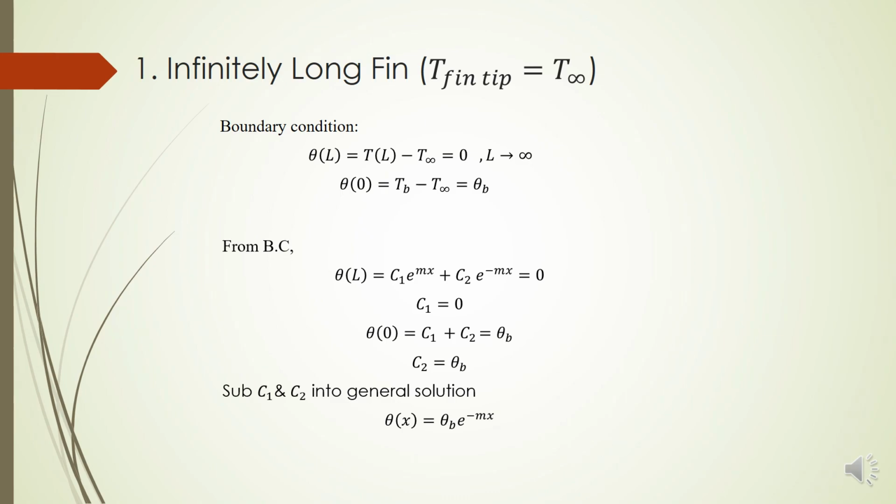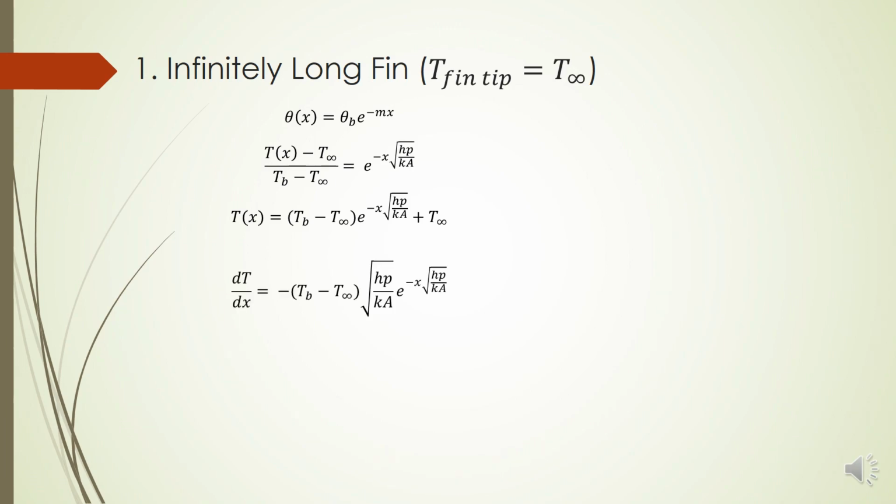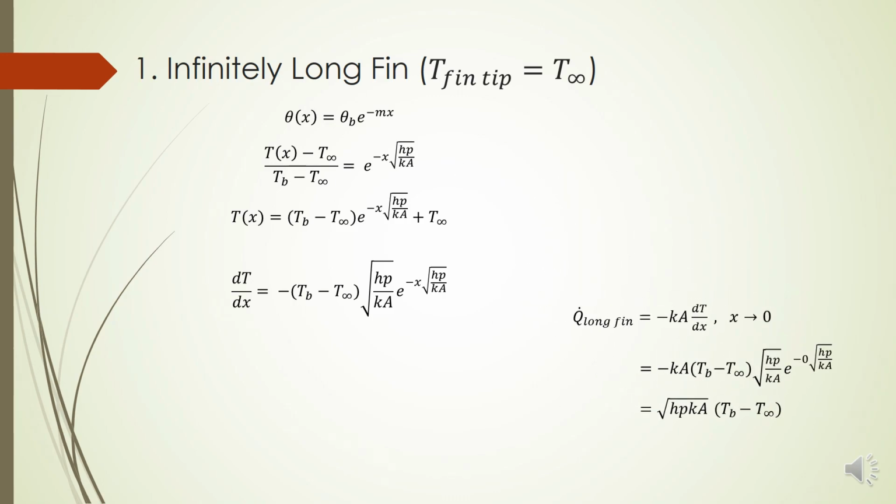We substitute C1 and C2 into the general solution, and we will get theta s equal to theta B times exponential negative ms. From the equation that we found just now, we will get the temperature equation after rearranging. Then we differentiate the temperature equation in order to get a new equation, so that we could place it into the rate of heat transfer at the long fin. And finally, we will get the equation for the rate of heat transfer.